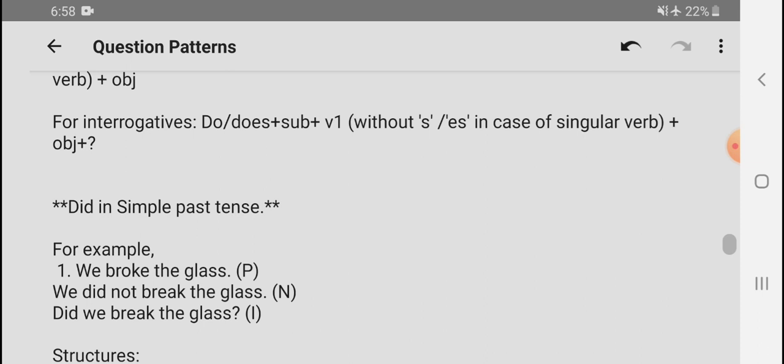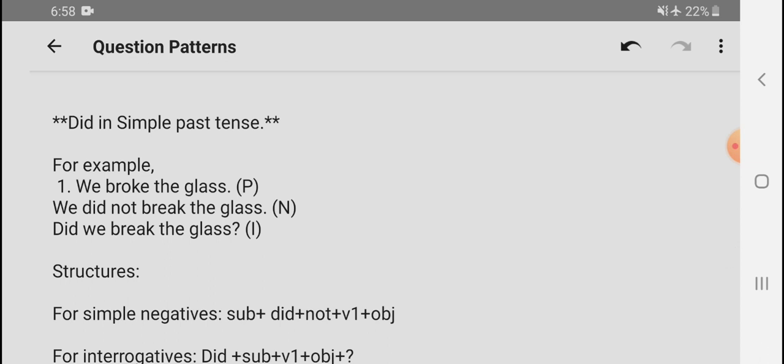Let's now look at the use of did in simple past tense. In order to make negative of a sentence in simple past tense, which is also known as past indefinite tense, we use did. For example, we broke the glass. This is a positive sentence. As you can see, if you read the structure, it is subject, verb 2, object. So we will use did to make it negative. We did not break the glass. That's the negative of that. You can see the verb has been shifted from 2 to 1. That's its rule, because did is already in the past tense.